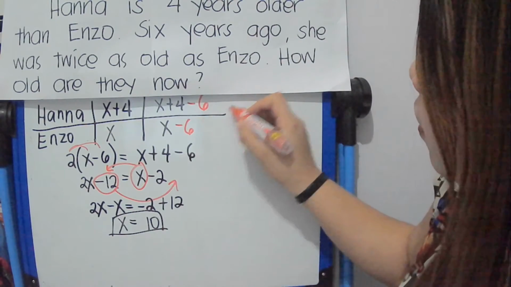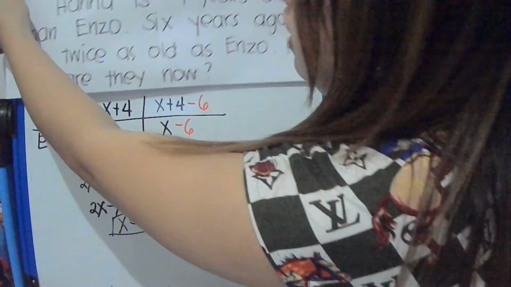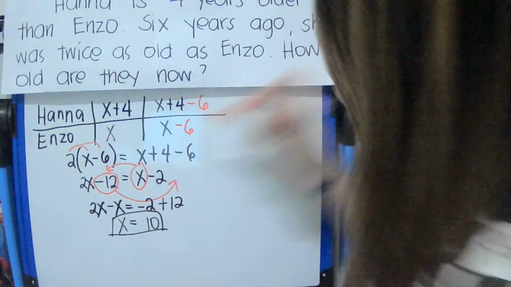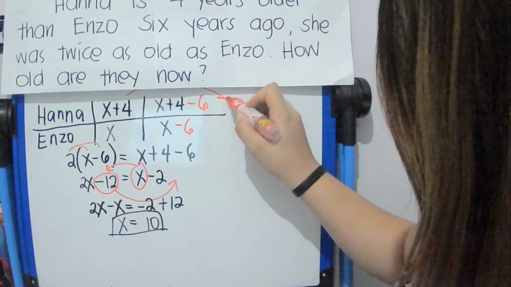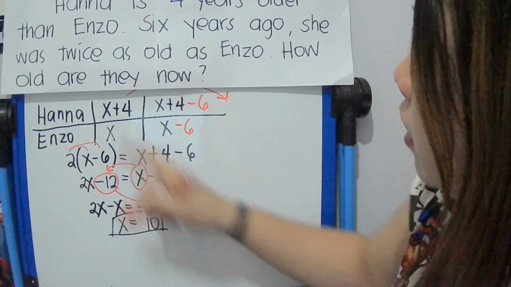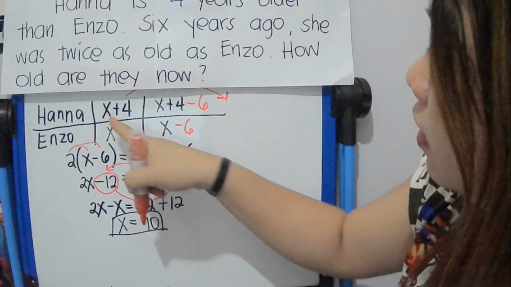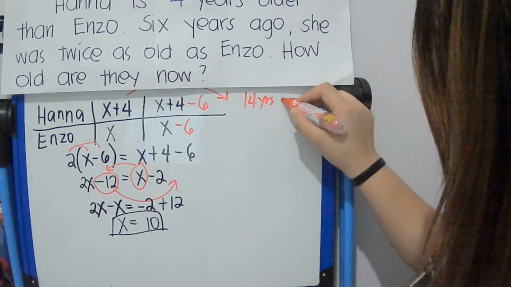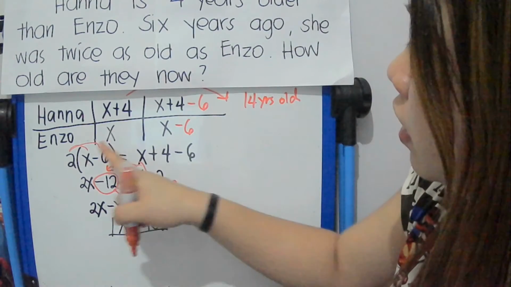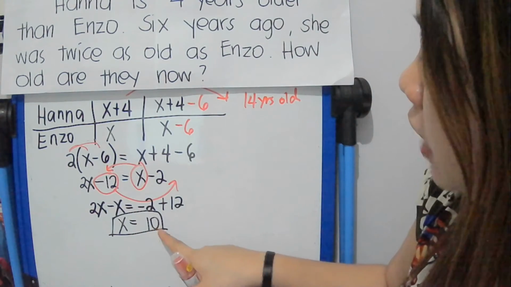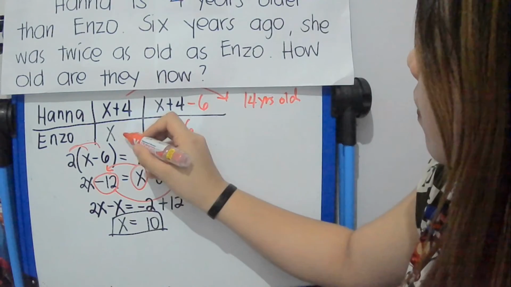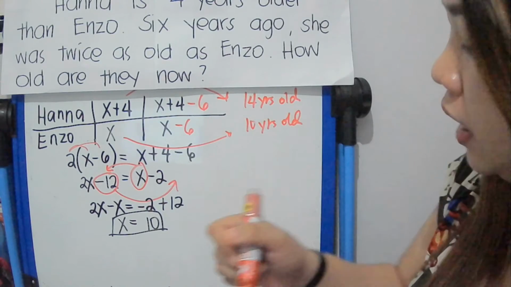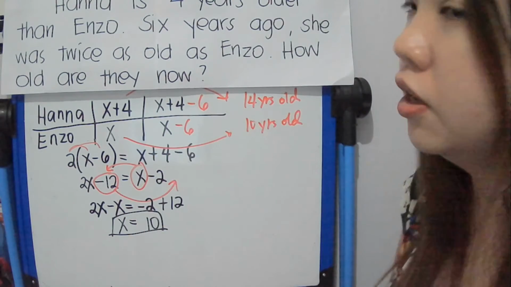So, ang mangyayari po dun, yung age po ni Hannah at ni Enzo, yung age po ni Hannah, ito po ha, x plus 4. So, your x is 10. So, 10 plus 4, that will be 14. So, 14 years old si Hannah at present. Si Enzo naman, you just substitute 10 dun sa x. So, that will be 10 years old. So, sabihin, 10 years old na si Enzo ngayon, samantalang si Hannah ay 14 years old.